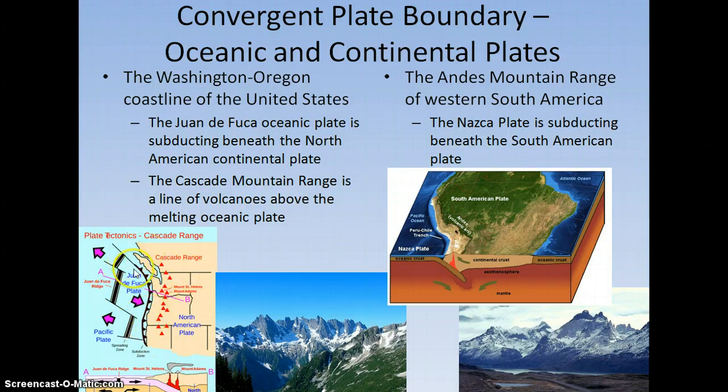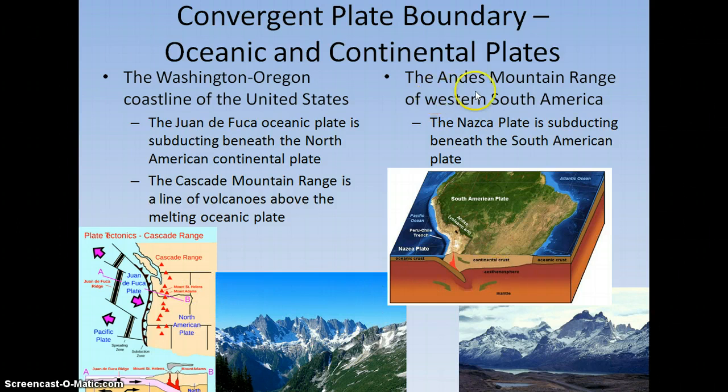The Juan de Fuca plate, you can see this arrow indicates that it is going underneath the North American plate because this is oceanic. You can see the ocean on top, and this is continental. So this causes the Cascade Mountain range, which is the line of volcanoes above the melting oceanic plate. So right here, you can see all the volcanoes right where the oceanic plate is underneath the continental plate.